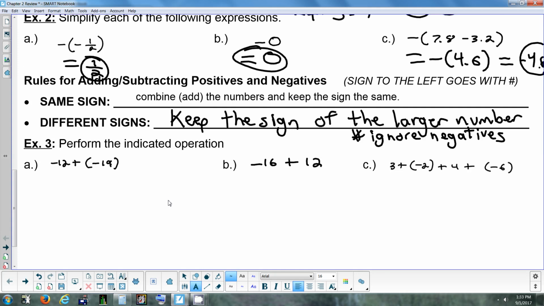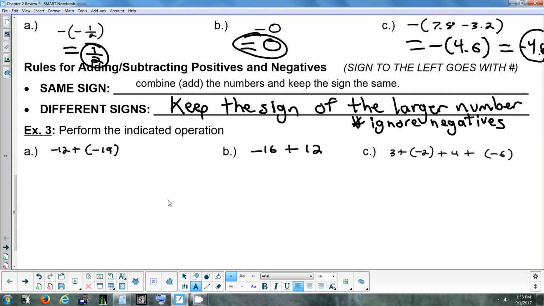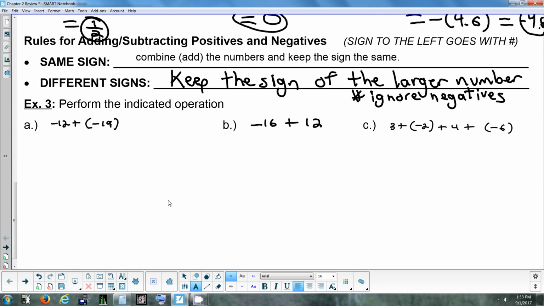So this one, we've got a negative 12 plus a negative 19. I could reverse the order and put negative 19 first and then negative 12 second. But is there another way I could rewrite that so I didn't have so many signs? What do you think, Sophia? Take away the parentheses around negative 19. I could do that. What else could I do?